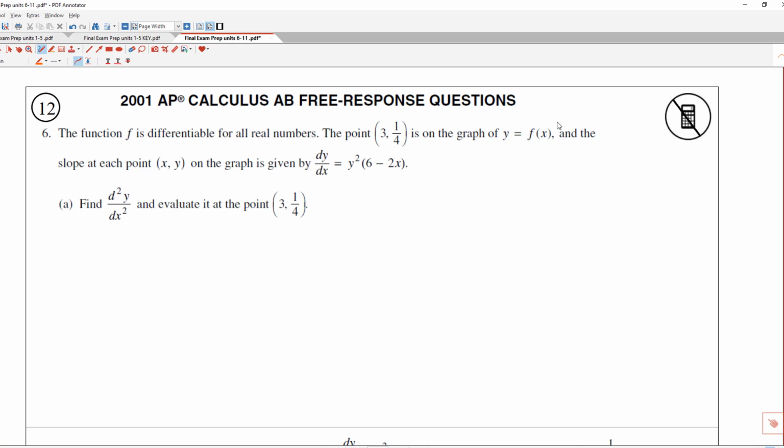Again, this is no calculator, so we don't need to pull up anything fancy here. The first thing I want to find is the second derivative. It gives us the first derivative, right? So that's the first derivative, and it says take the second derivative. So how do we do that?